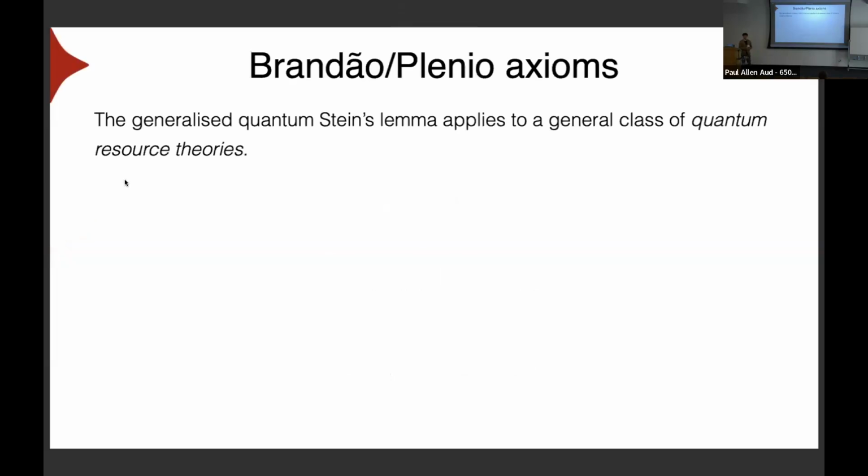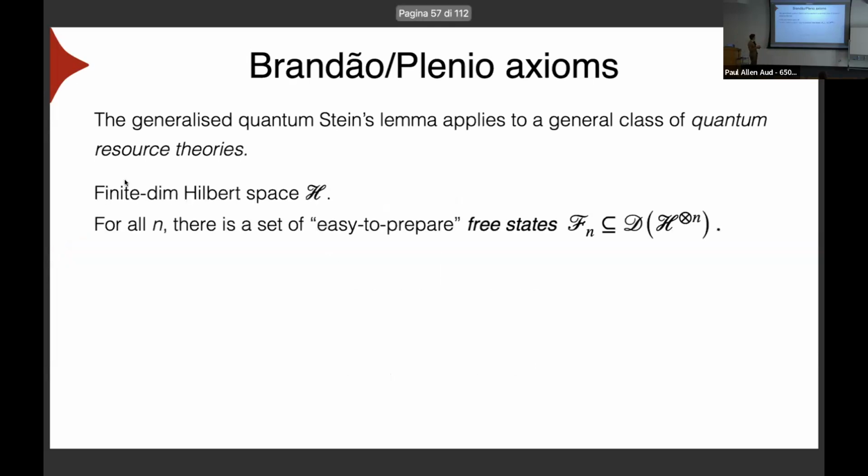Okay, so the first thing I want to discuss is that Brandão and Plenio, one of their major conceptual contributions, I think, is that this generalized quantum Stein's lemma is not a thing about entanglement. It has nothing to do with entanglement somehow. It's a general statement about what are called quantum resource theories. And entanglement theory is merely one of the most important, if not the most important, examples of a quantum resource theory. So what are quantum resource theories? Well, let's not care about that.